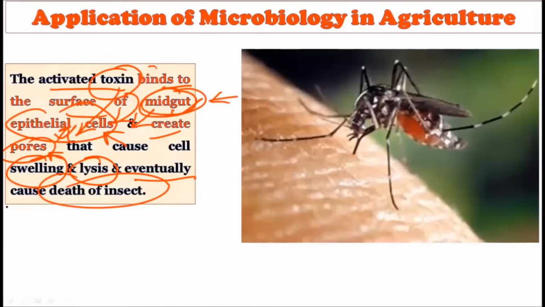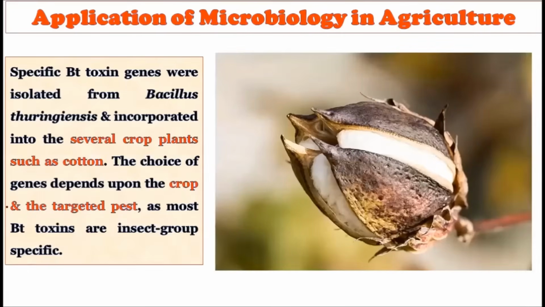So this is how the exact mechanism occurs. When the inactive protoxin gets converted into the toxin due to the alkalinity of the insect gut, in the midgut this toxin directly binds to the epithelial cells and creates pores in them. Due to the pores, the cell swells, and after swelling it undergoes lysis, which eventually causes the death of the insect. So this is the exact mechanism by which Bacillus thuringiensis is able to kill caterpillar-like organisms. This is how we can use Bacillus thuringiensis to improve agricultural crop productivity.